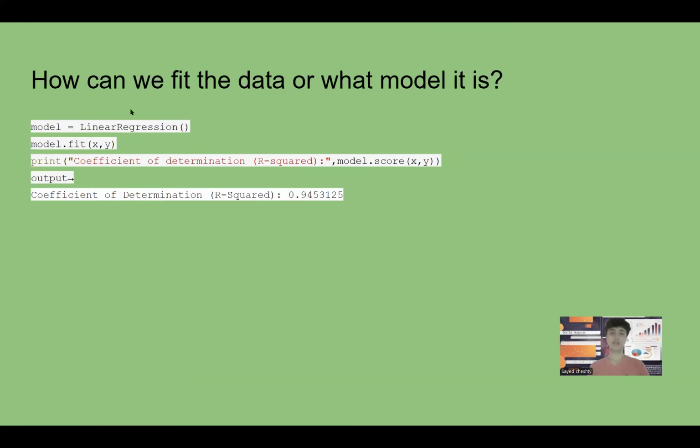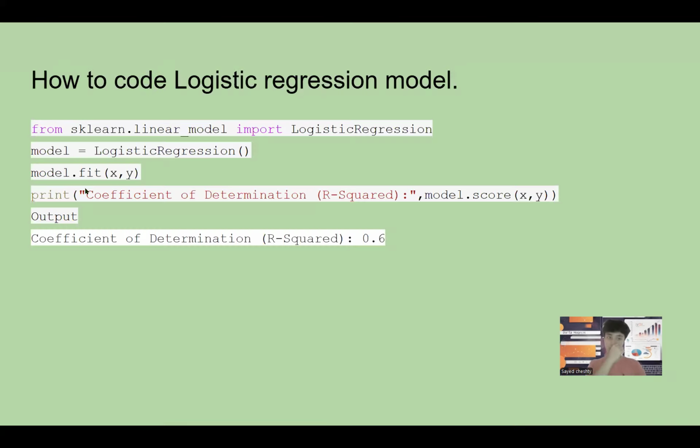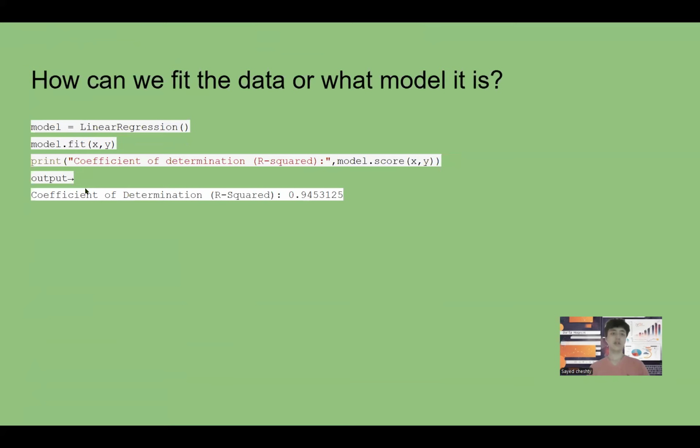So now, how can we fit the data, or what model is it? We could do model = LinearRegression(), with nothing in it, model.fit(x, y). Then print the coefficient of determination, r-squared, which is model.score(x, y), and the output will be the coefficient of determination, r squared, 0.945. So I made a mistake here.